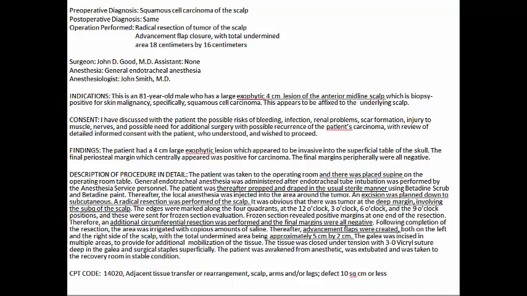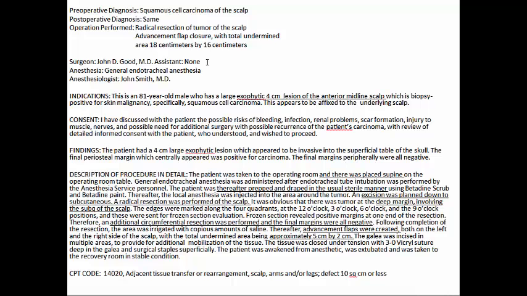Just so you could see the layout, how we read the description of the procedure in detail to see what's going on here. So for this one, we see the pre-op diagnosis, squamous cell carcinoma of the scalp. The post-op, they just say same. So we know our diagnosis is going to be squamous cell carcinoma of the scalp. The operation performed, they did a radical resection of a tumor of the scalp.